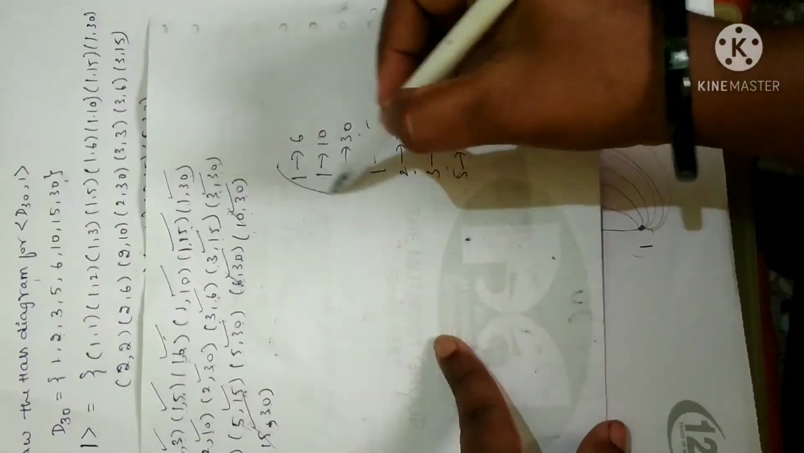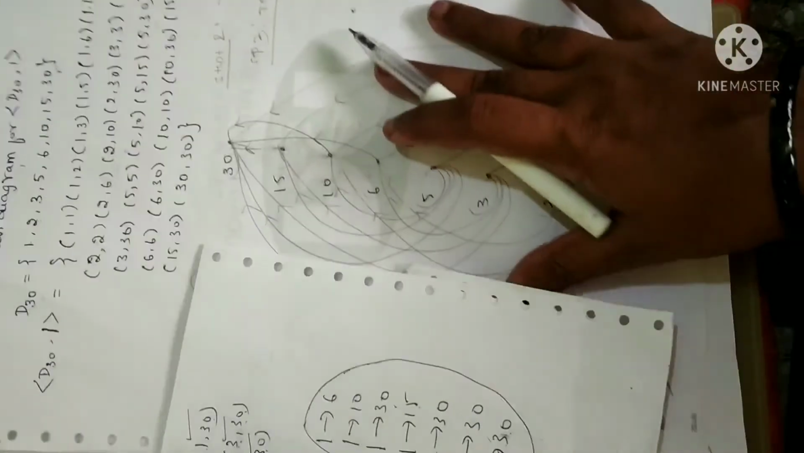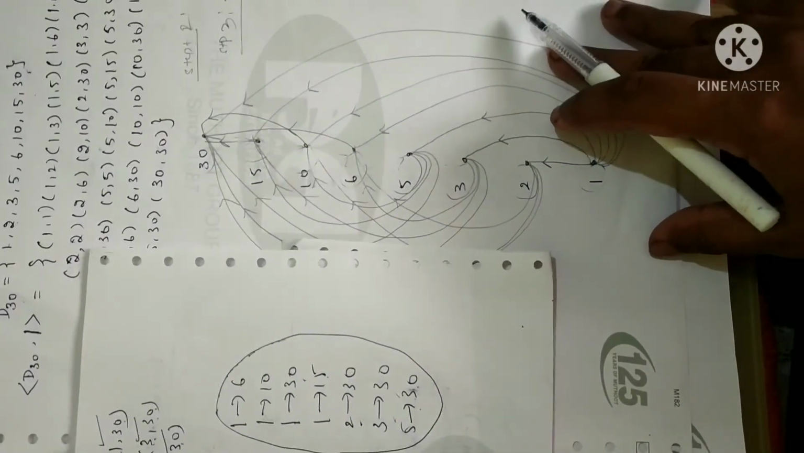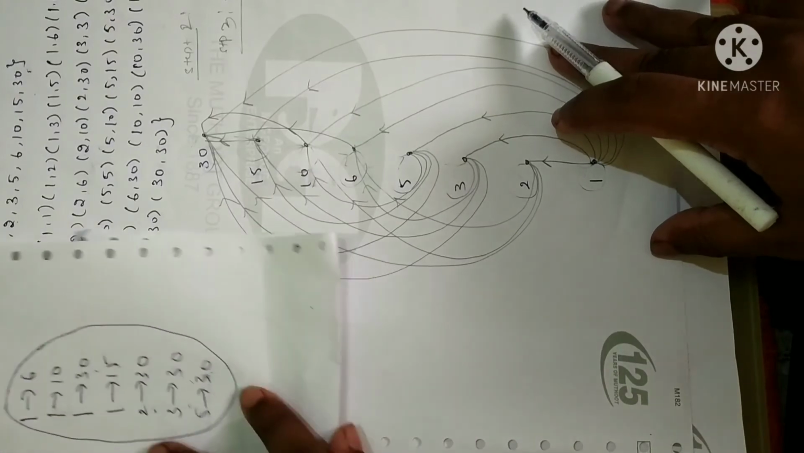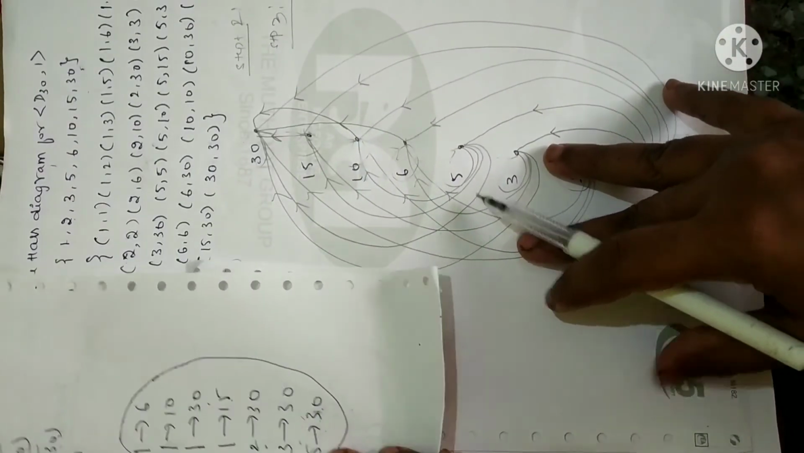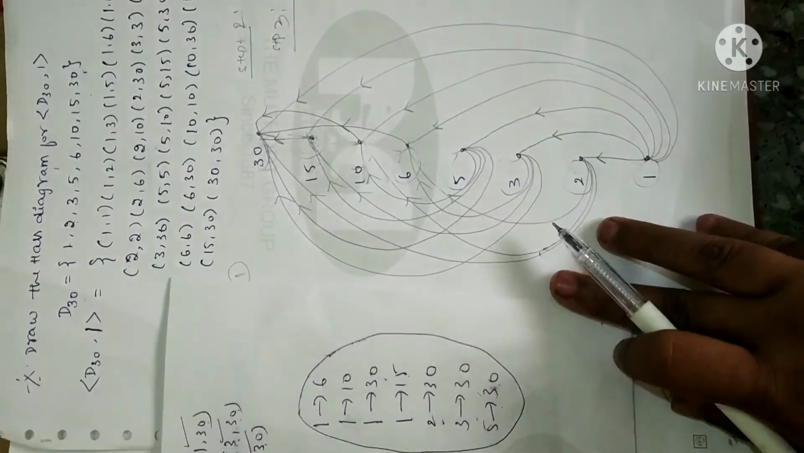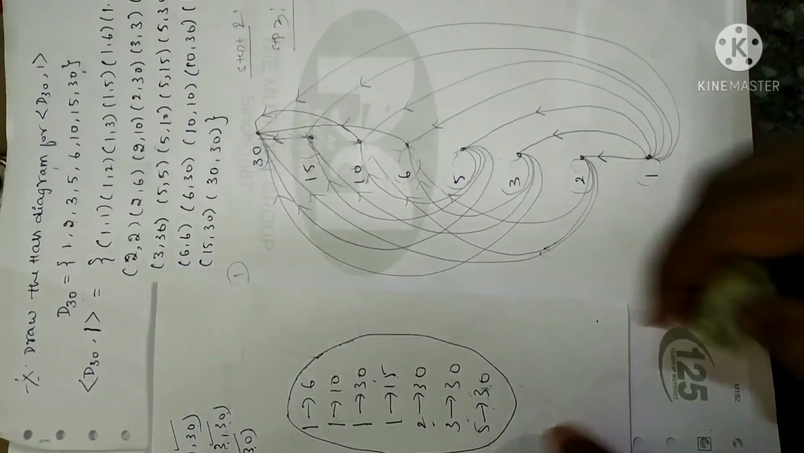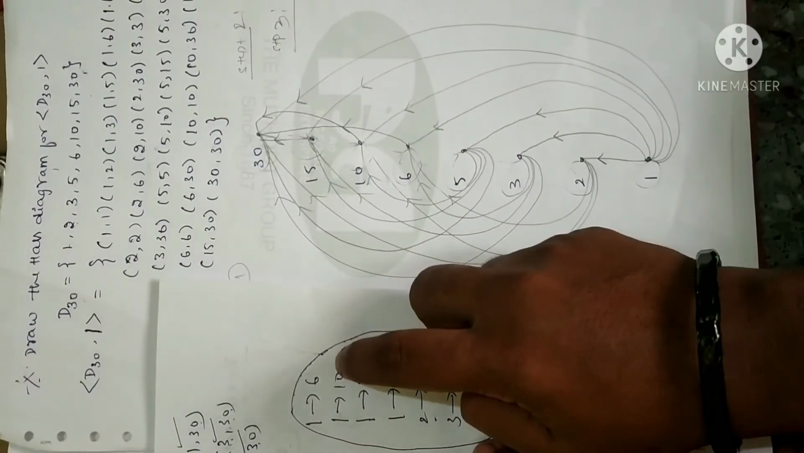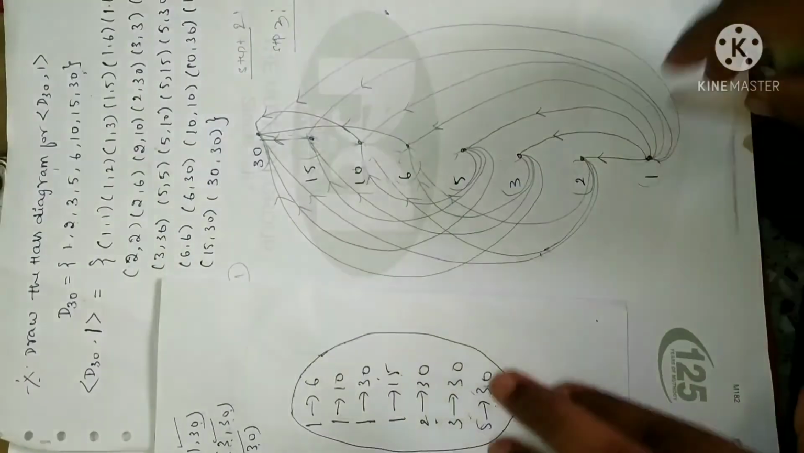Fine. Now I have to remove all these directed edges. So let me do that. This is for your reference. Clear? Now let me keep on removing the edges. So it is visible, right? See, hope so it is visible now. Now let me remove arrow from 1 to 6, 10, 30, 15. 6, 10, 30, 15 from 1 I am going to remove.